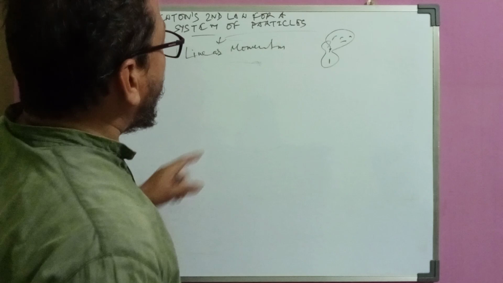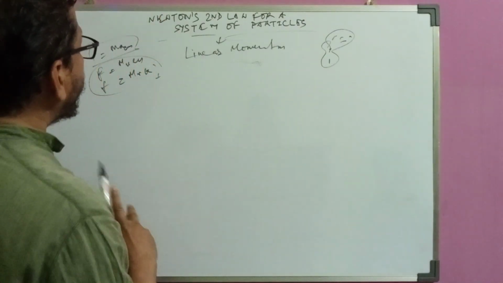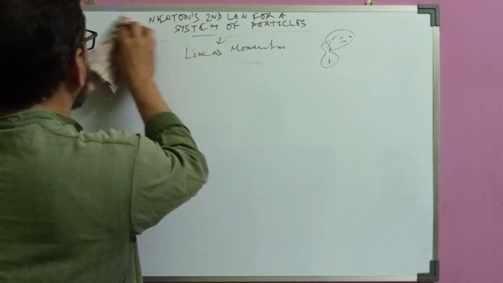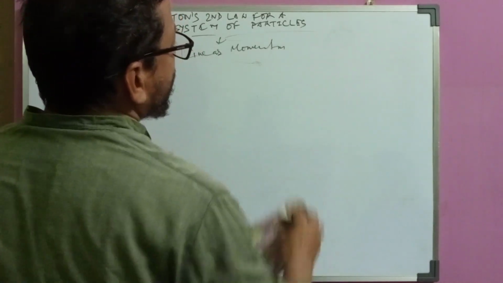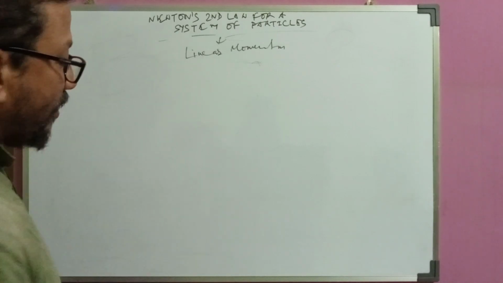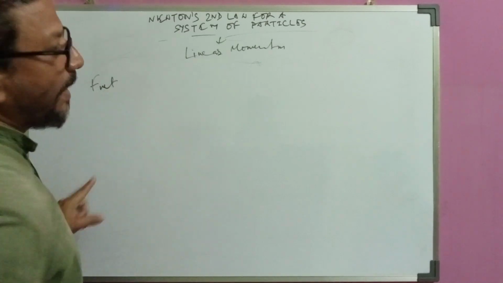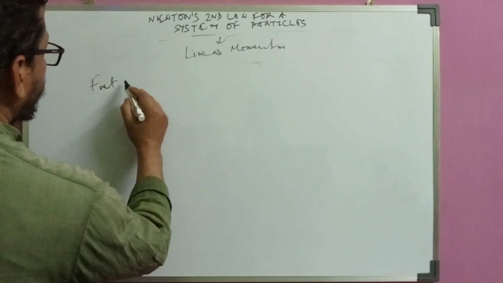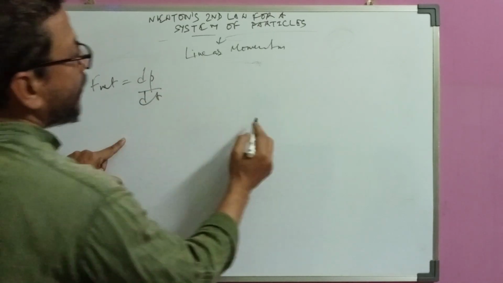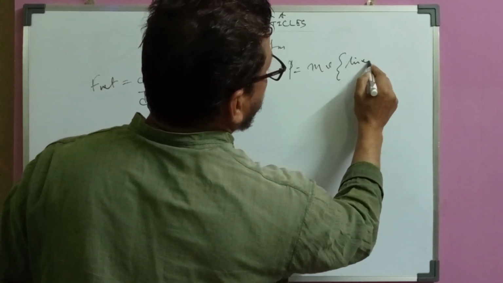As we know previously, momentum means mass into velocity. If we denote mass with m and the velocity with v, then from that, what will F net be? F net will be dp by dt. What you know previously, P is equal to mv, the linear momentum.